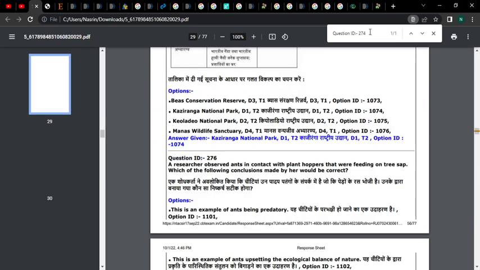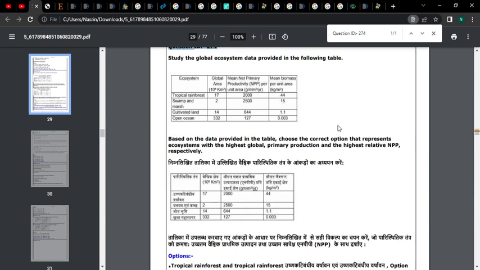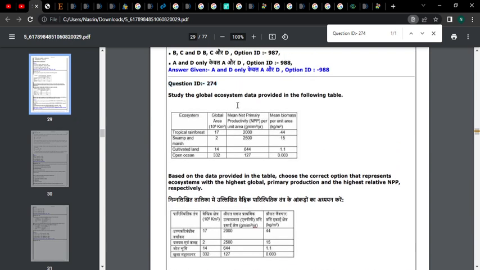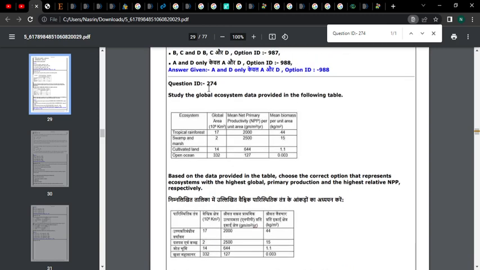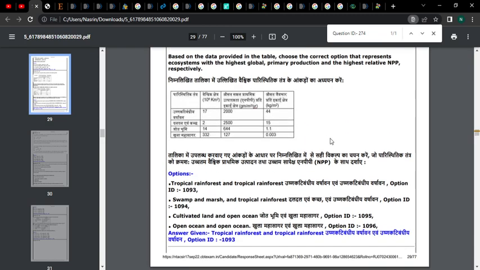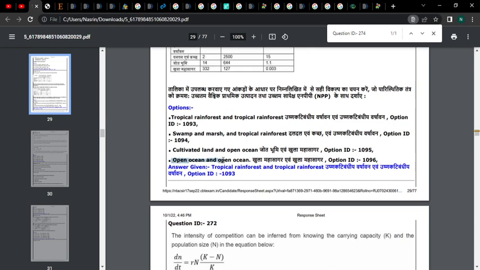Next question is question number 274. I don't have much evidence to challenge this particular question. If you have any evidence, then please do tell me about it. I think this question will be considered a dropped question, friends. Many questions asked in shift 2 are considered dropped, because here in the options they are saying tropical rainforest and tropical rainforest, cultivated land and open ocean and open ocean. So I think they made a typing error, or it might be due to a technical error. I think the option itself is given wrong. So I think this question will be considered a dropped question.